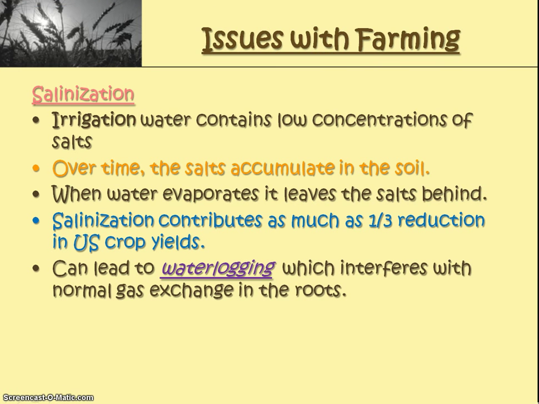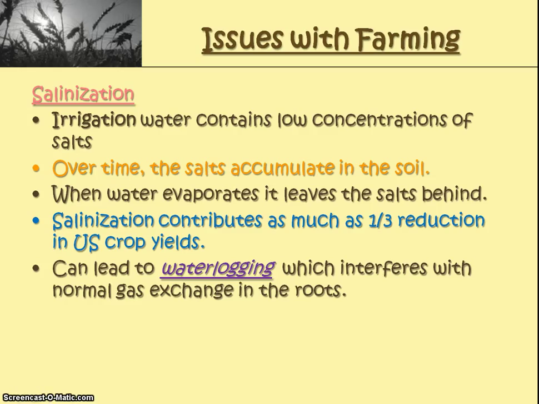Alright, so let's look at some issues with farming. A big issue with farming is salinization. Okay, and this process occurs where you have over-irrigation. We know our water contains low amounts of salts. Over time, you have over-irrigation on these crop fields, and these salts accumulate in the soil. Once that water evaporates or leaves through other processes, the salts are going to be left behind in the soil. This allows this salt buildup, or this salinization process, to increase.